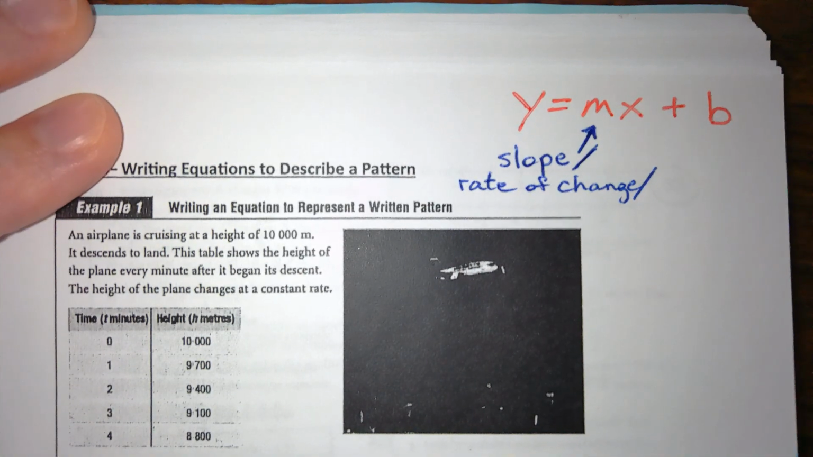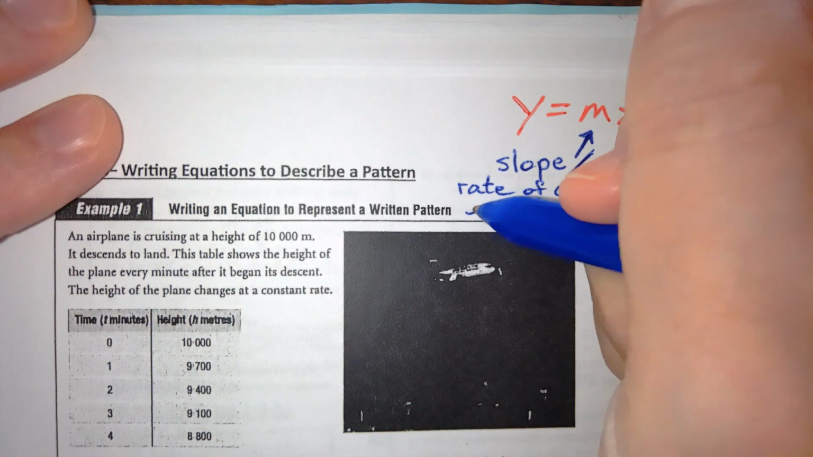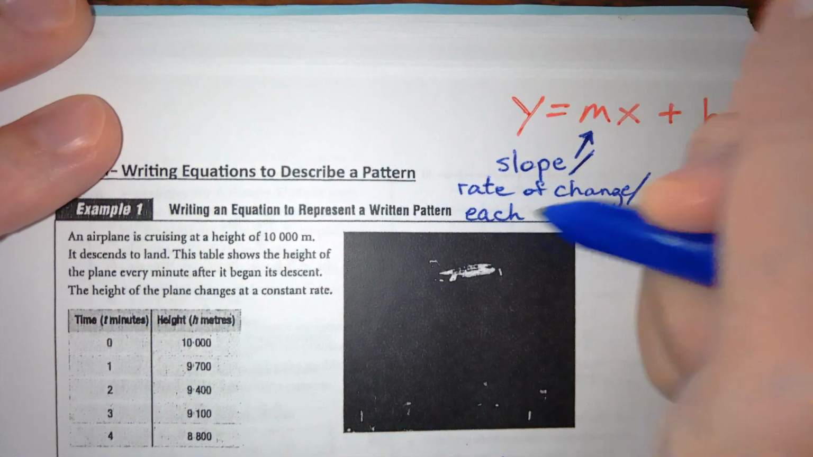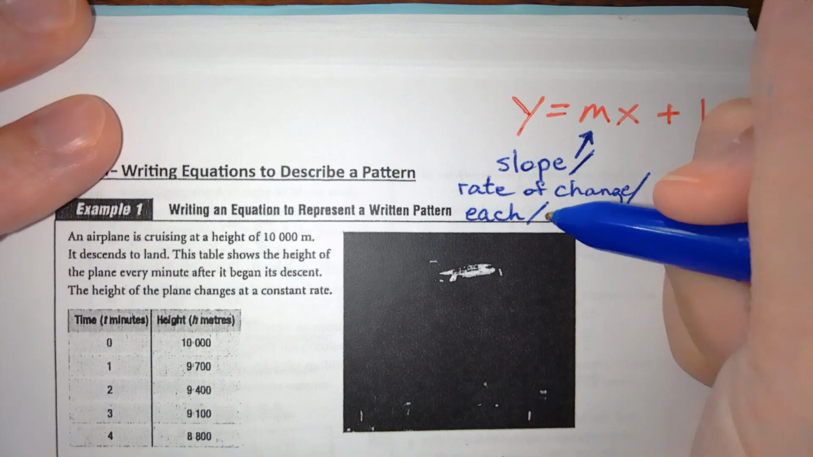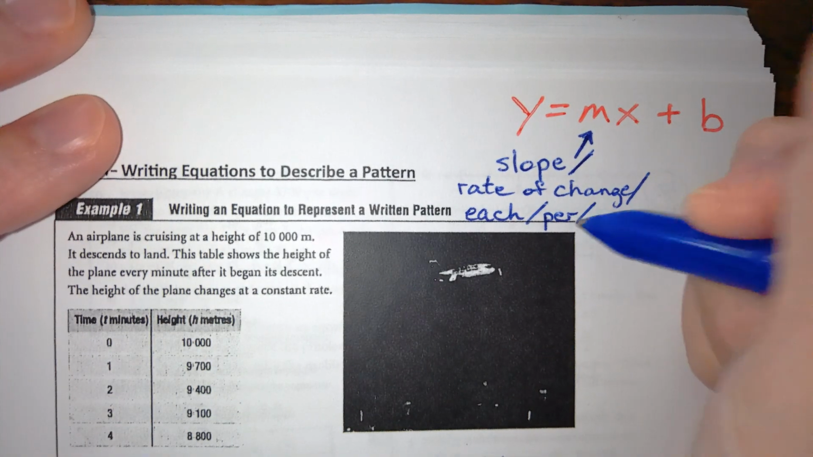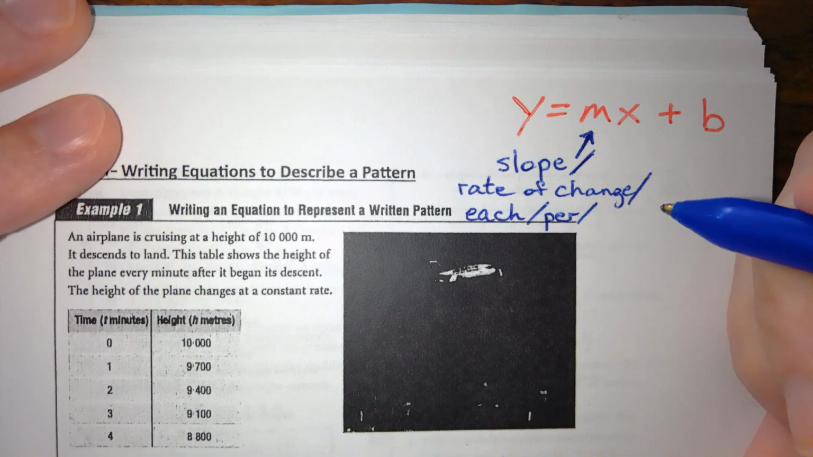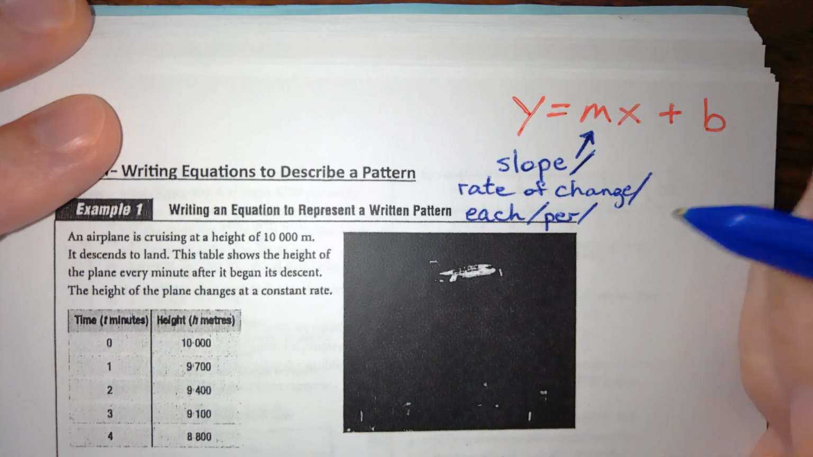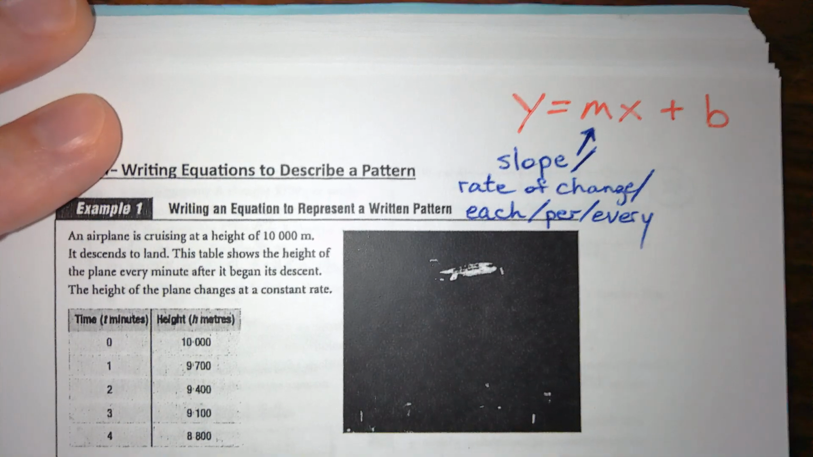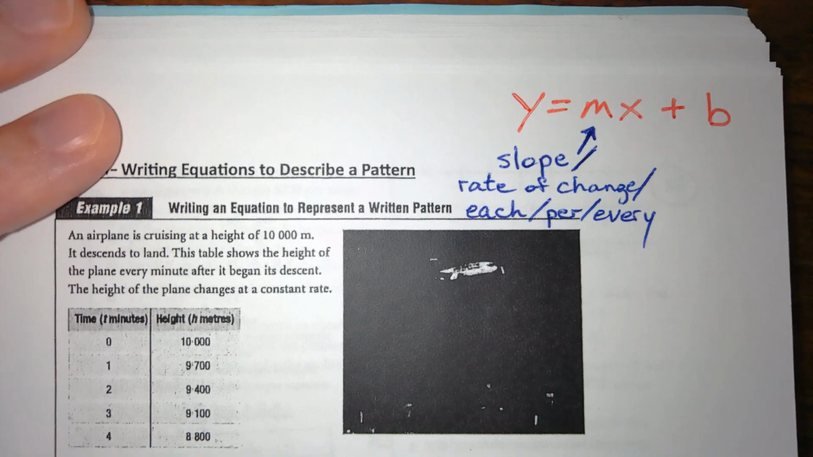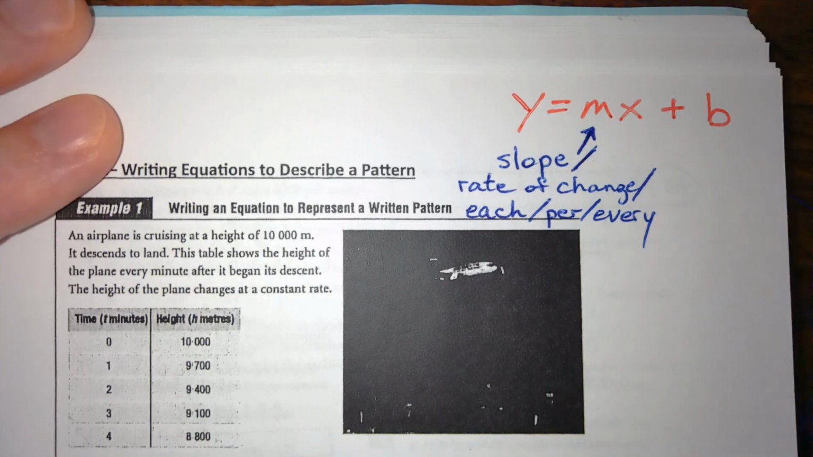Or in word problems, this would be each. What's another word for each? Per, good. Or what's another word for per? Okay, every. So in word problems, you're looking for these words that will tell you what m is.